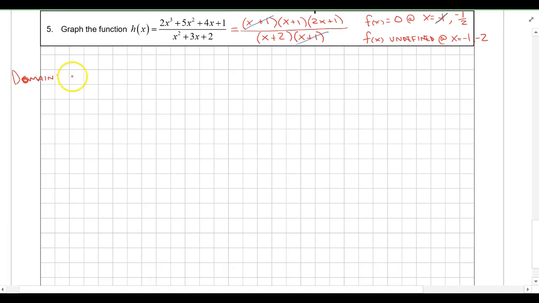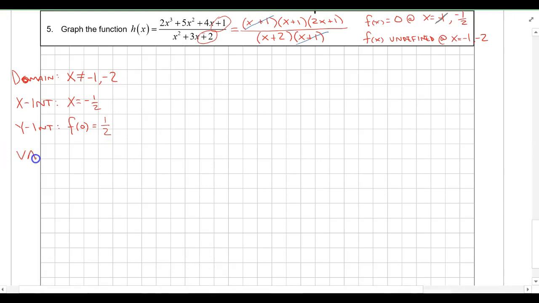The domain of this is going to be x cannot equal -1 or -2. The x-intercept of this function, that's wherever the output will equal 0. That's x equals -1/2. The y-intercept of this function, well, let's see, that's f of 0. If we plug in 0 to this function, we have a constant of +1 divided by +2, so that's going to give us an output of 1/2. So our y-intercept is (0, 1/2).